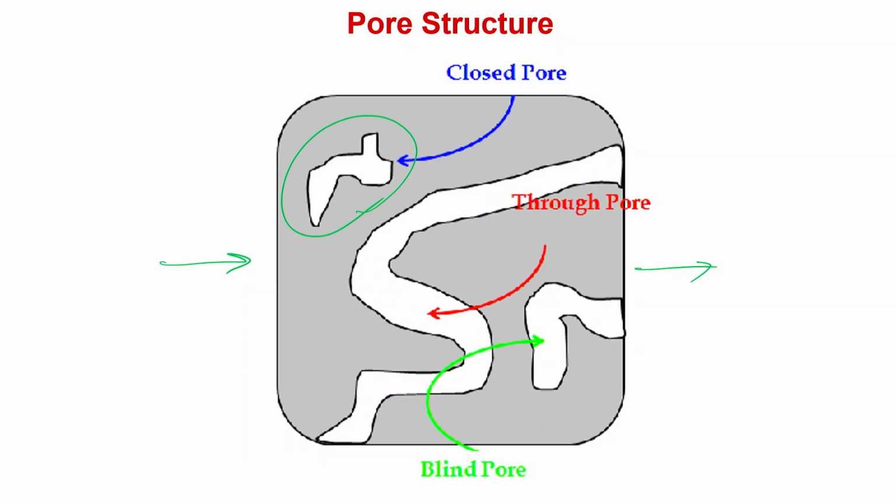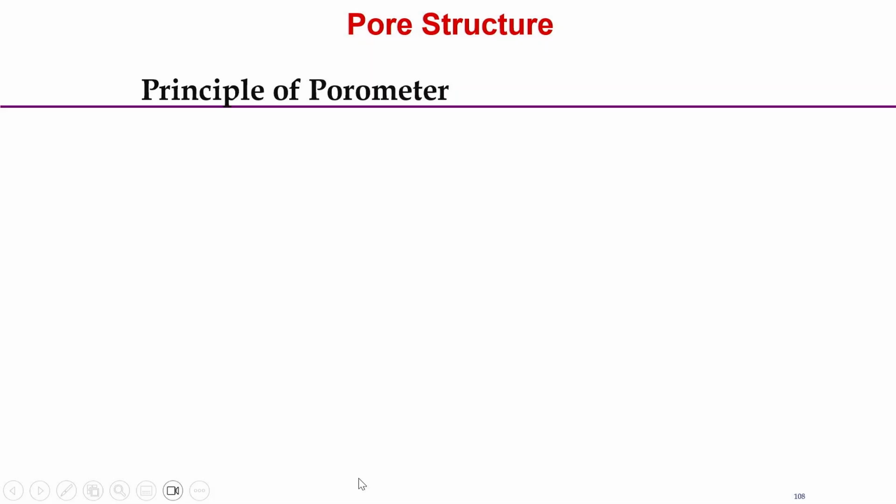Another is called blind pore. It starts from one of the surfaces, and it ends within the structure. So, it is not continuous. And the third one is called through pores. It starts from one surface and it continues without any breakage, without any discontinuity, to the other surface. So, these three types of pores are there.